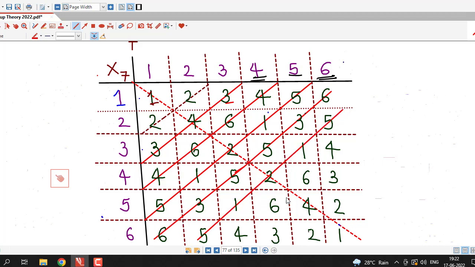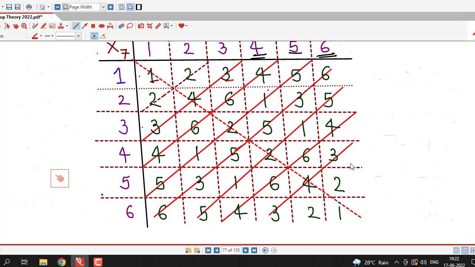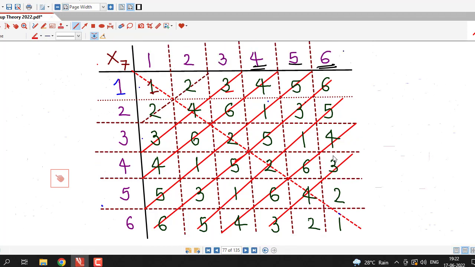So you don't have to draw all these type of lines. I am just drawing to explain that these entries are symmetric with respect to main diagonal. Then here I have 3 below 4 and above 4. So all the entries in the table are symmetric with respect to main diagonal. Therefore given set is an abelian group. So if this property is satisfied, that all the entries in the composition table are symmetric with respect to main diagonal, then our set is always abelian.